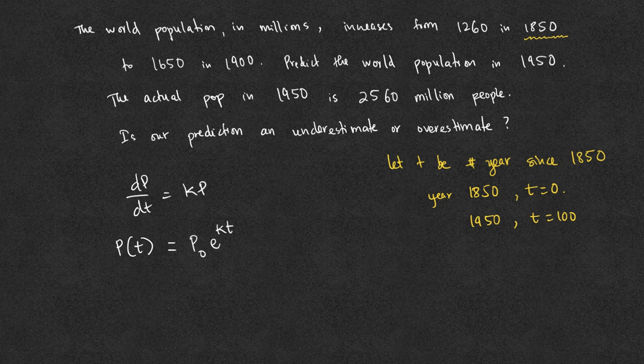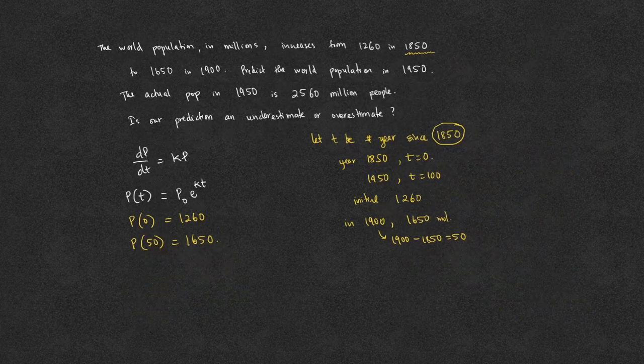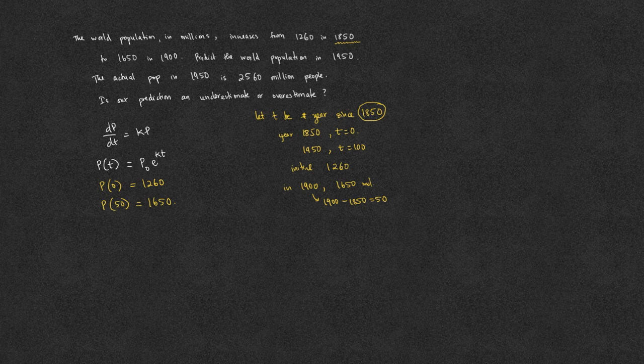There is an advantage to defining t this way. First, we don't have to work with large numbers in the exponential model. Second, if we set t equals 0, then the initial population in this case is 1260. What this means is that P of 0 is 1260. In the year 1900, the population was 1650, and 1900 minus 1850 is 50 years since 1850, and so P of 50 equals 1650. Armed with these 2 points, we will find the equation of the exponential growth.